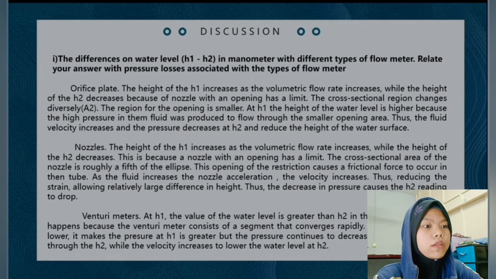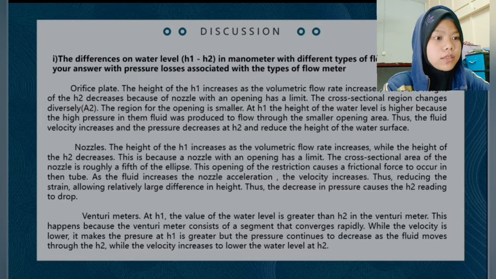The opening of the restriction causes a frictional force to occur in the tube. As the fluid increases through the nozzle, acceleration and velocity increase, thus reducing the pressure, allowing a relatively large difference in height. Thus, the decrease in pressure caused the H2 reading to drop.